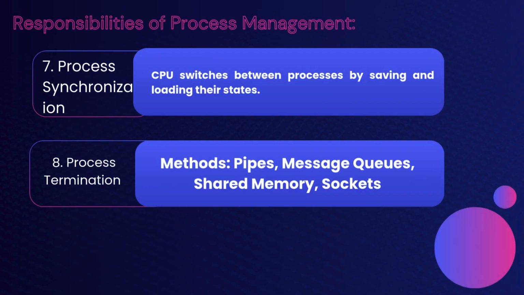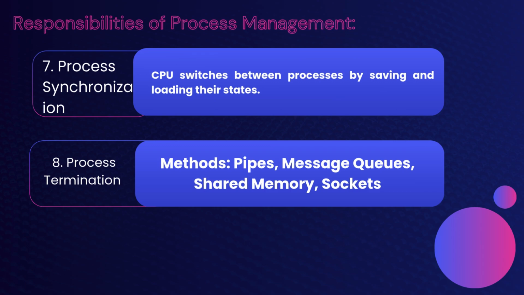Seven, process synchronization. Process synchronization prevents problems when multiple processes try to use the same resource at the same time. It makes sure they don't conflict or interrupt each other. The OS uses tools like semaphores and mutex to control access and keep everything safe and organized.